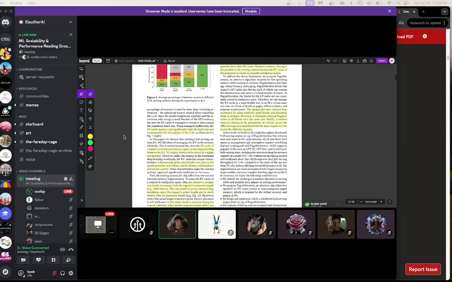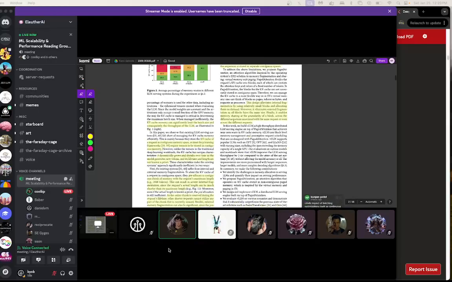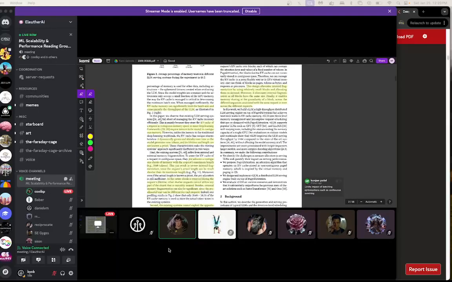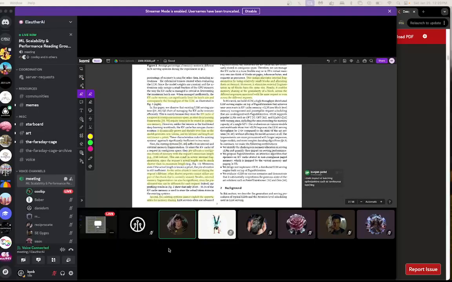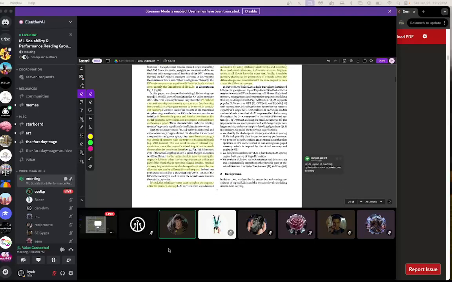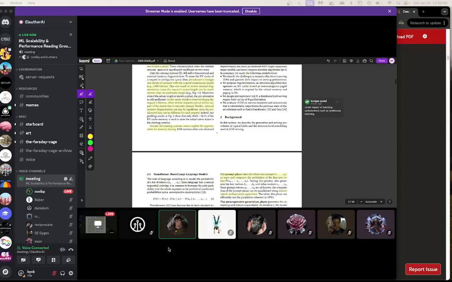In this work, we build vLLM. vLLM uses block level memory management and preemptive request scheduling. So here they laid out the groundwork for it and what they are going to implement in vLLM and the challenges for implementing it.